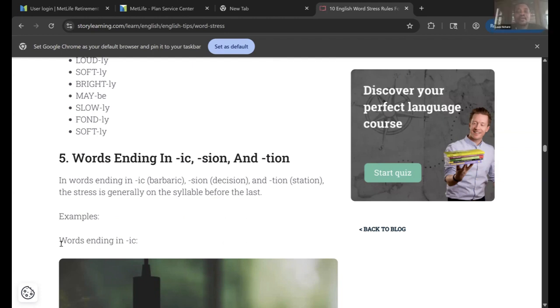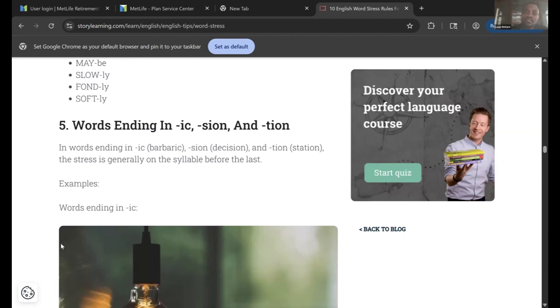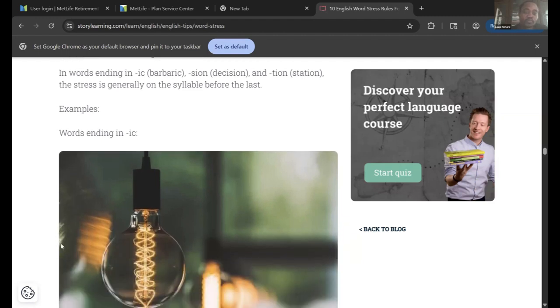Okay, words ending in -ic, -sion, that's "shun," and -tion, okay? Now, in words ending in -ic, like in barbaric, -sion like in decision, and -tion like in station, the stress is generally on the antepenultimate. The syllable before the last syllable is called the antepenultimate. That's a technical term, which means that's where the stress pattern is going to fall.